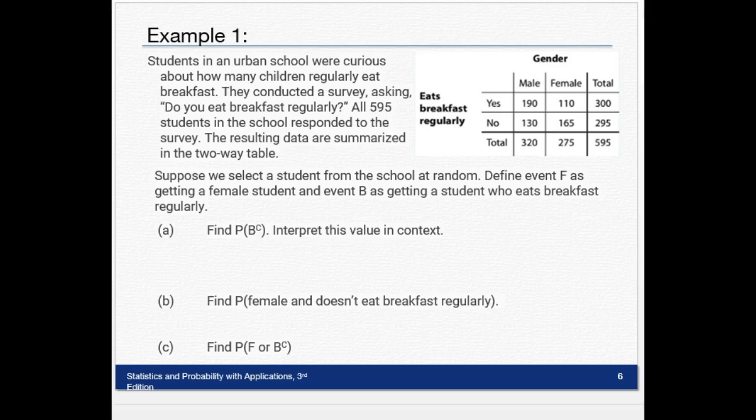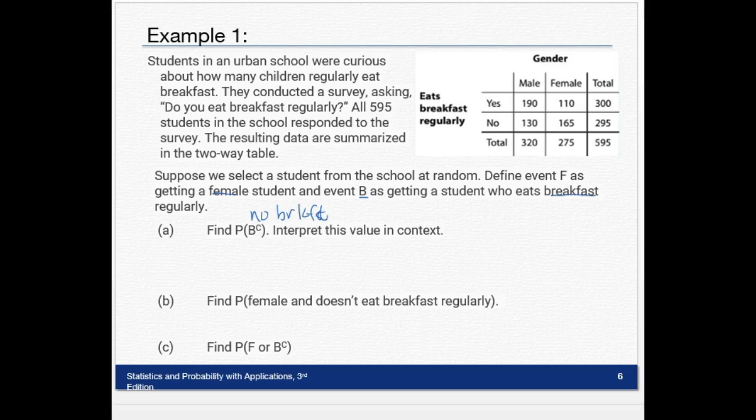Students in an urban school were curious about how many children regularly eat breakfast. They conducted a survey asking, do you eat breakfast regularly? All 595 students in the school responded to the survey. The resulting data are summarized in the two-way table. All right, suppose we select a student from the school at random. Define event F as getting a female student and event B as getting a student who eats breakfast. Okay, so part A says find the probability of the complement of B. So if B means eating breakfast, the complement of B means no breakfast.